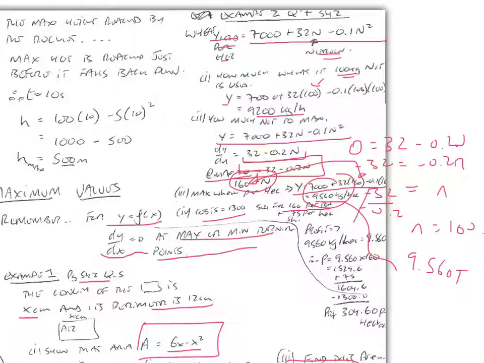So if he's got 9,560 kilograms, that's 9.56 tons. Okay. So he can sell for 160 per ton, and also he makes 75 per hectare. So the profit is 9.56 tons by 160 gives us that, plus 75 per hectare gives us 1,604. Take off your 1,300 costs, and you get his profit of €304.60 per hectare.